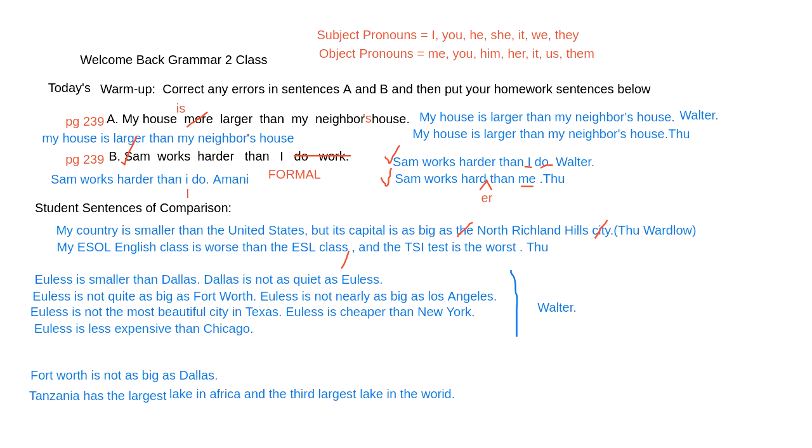Okay, we're just comparing 2 cities. That's fine. So Euless is smaller than Dallas. Good. Dallas is not as quiet as Euless. Good, you spelled it correctly. Yes, good. This is perfect. You put the words in the correct place.